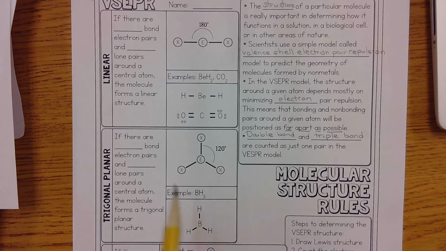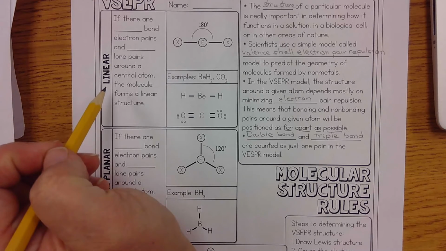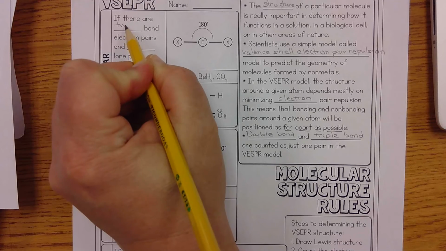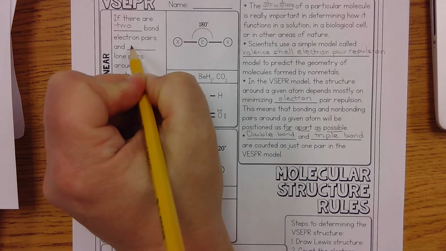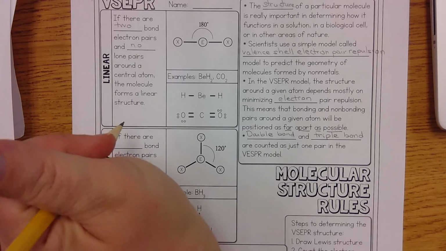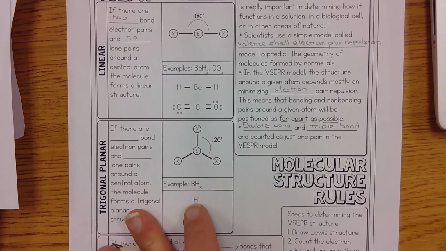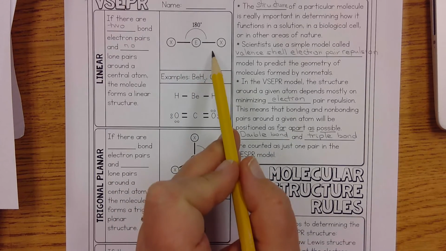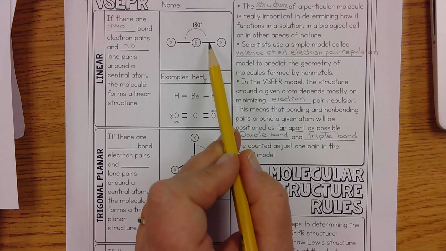So the first shape is linear. Linear happens if there are two bonded pairs and no lone pairs around the central atom. That's linear. Okay? So it's a straight line, linear. The angle degree is 180.